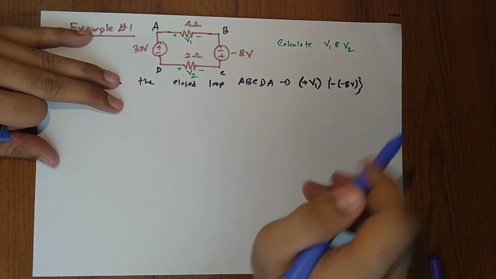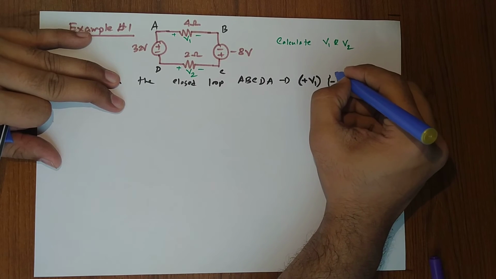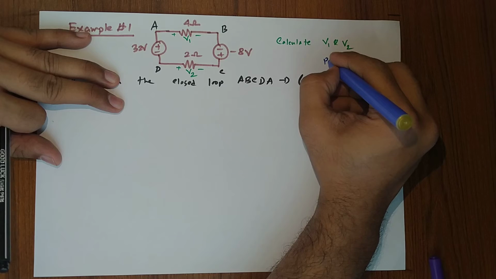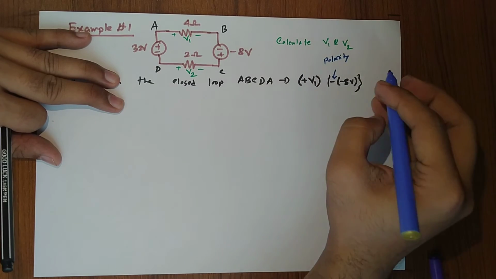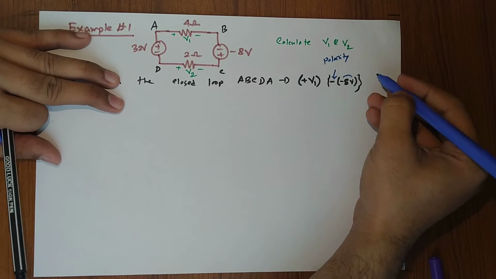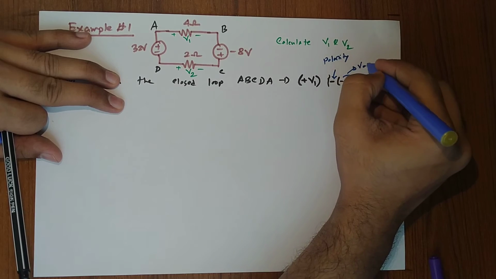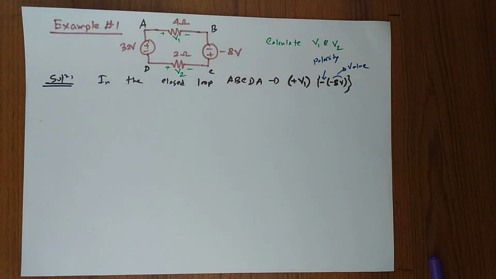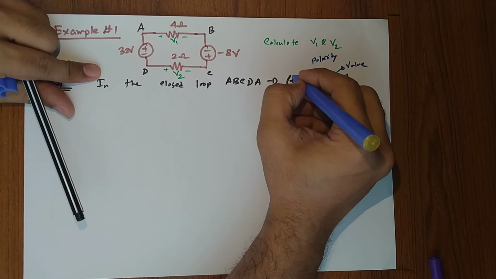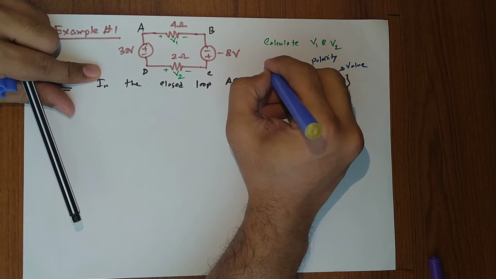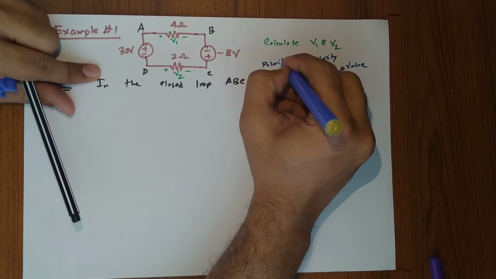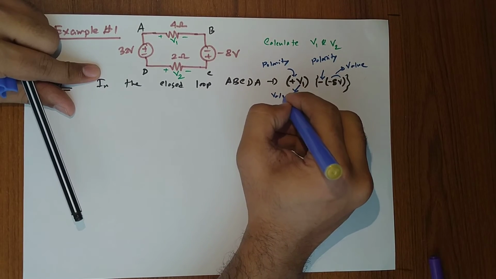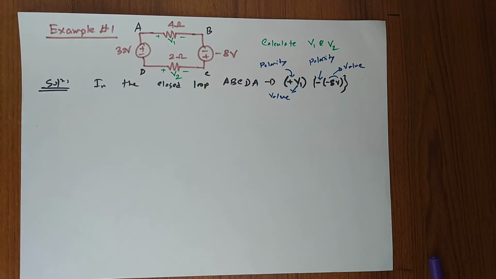See what this minus stands for. This negative stands for the polarity. And what does this 8 volt stand for? This 8 volt stands for the value. What is the value of this voltage source? Minus 8 volt. Okay. Same thing here. This positive sign is polarity. And what is this V1? V1 is the value of that voltage.